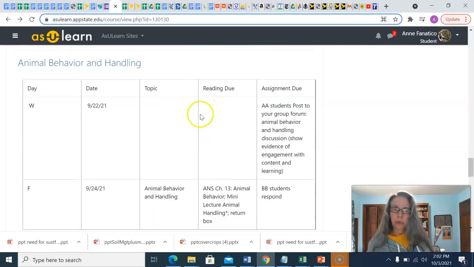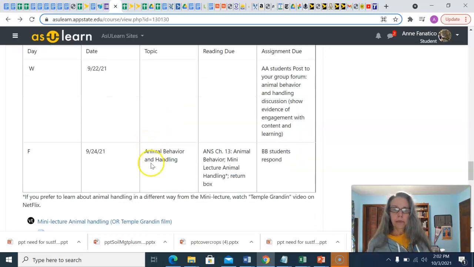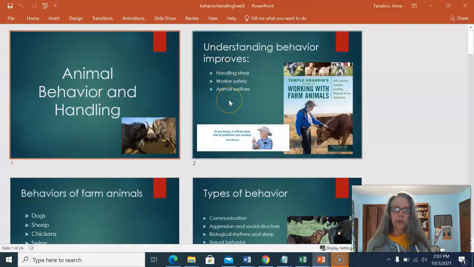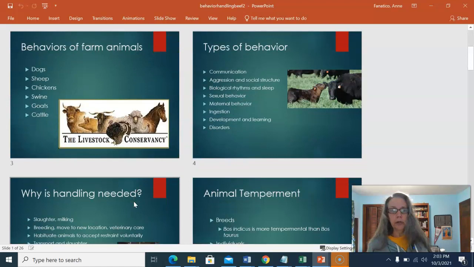We moved into animal behavior and handling, and you did have a choice of reading, watching the mini lecture or watching the Temple Grandin video, so you had a choice on that, but you did have to read chapter 13 in the textbook. You had to read that on animal behavior. And you had to become familiar with understanding why we look at animal behavior, because it can really increase welfare of animals if we design our systems so that it fits animal behavior.